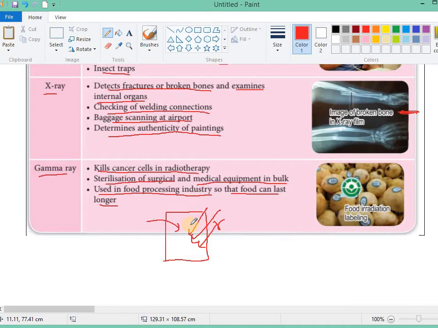Okay, so for the agriculture industry, they want to export, let's say potatoes, to another country. So the potatoes need to be put inside a container and put on a ship, and need a long time to travel to that country. So what they do is they take the potato, onion, and so on, and shine the gamma ray onto the food, onto the potato, onto the ginger, onto the onion, and then it can delay the sprouting process. That means the ginger and potato will not sprout so fast, so they can last longer.